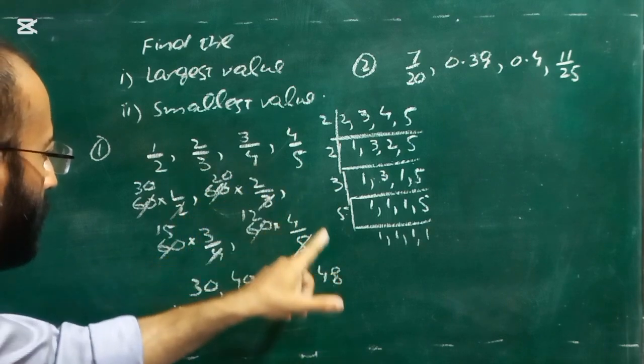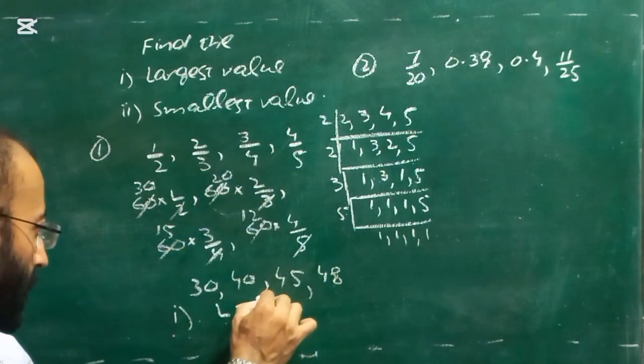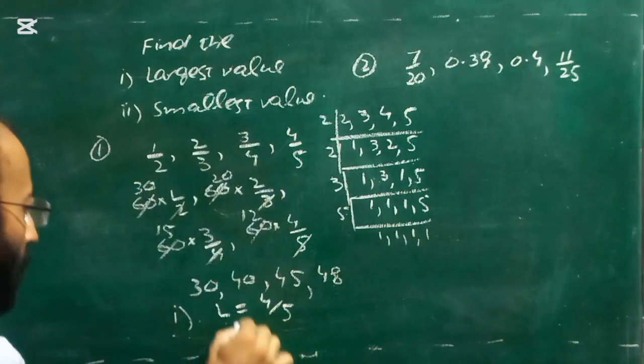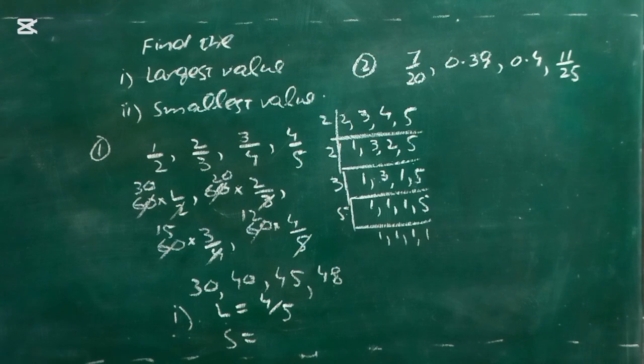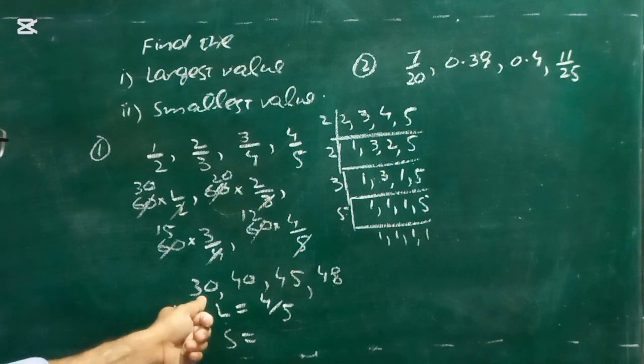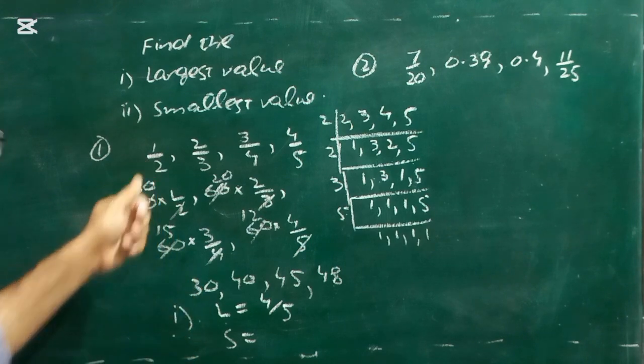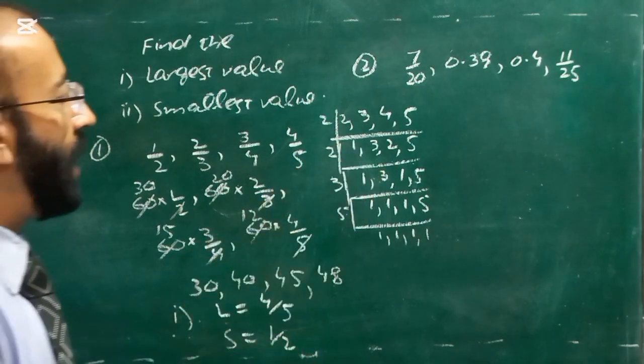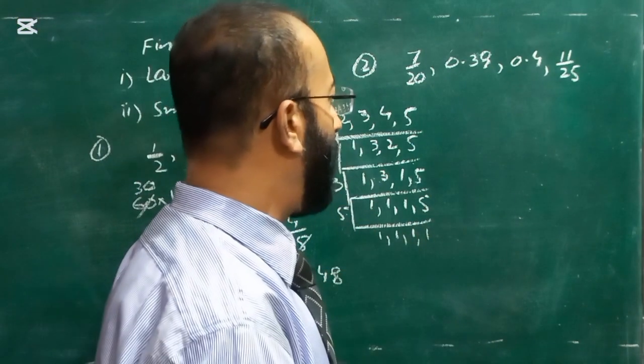This is the fraction whose fourth value is this one. So 1, 2, 3, 4. So fourth is 4 by 5. So we will write the original value. Okay, smallest value. So look now, this is the smallest, which is actually the first one, and the first fraction is 1 by 2. So this is the answer. Likewise, this question will be solved as well.